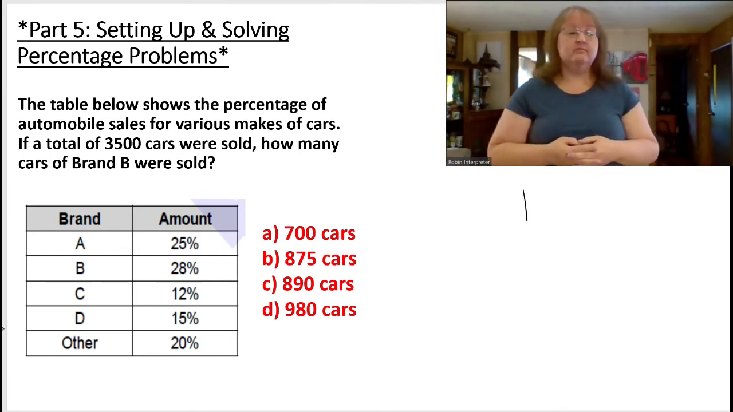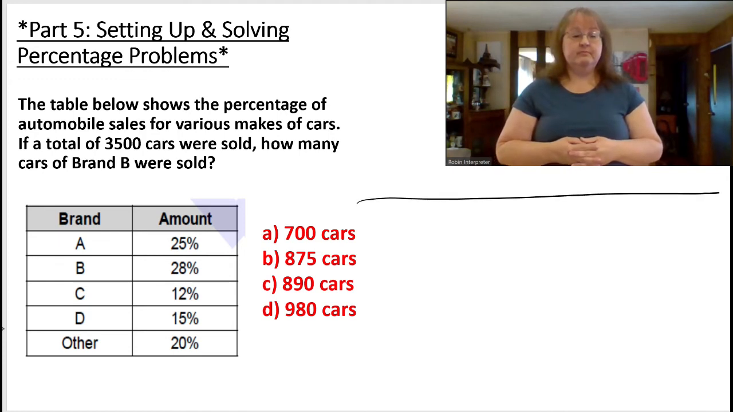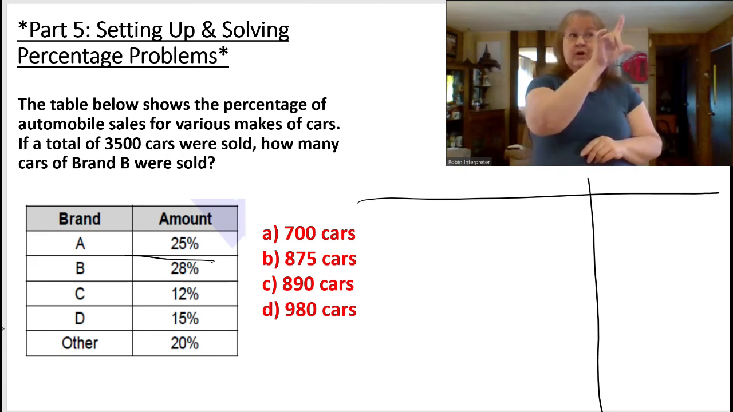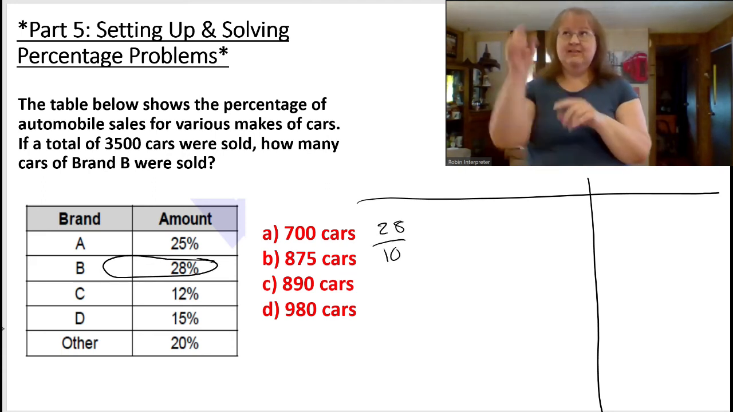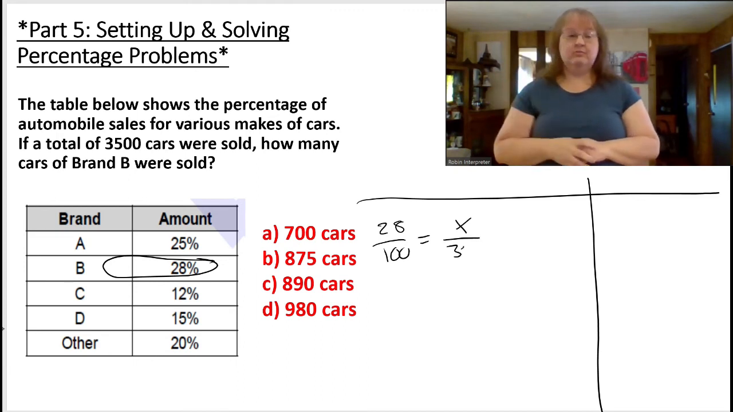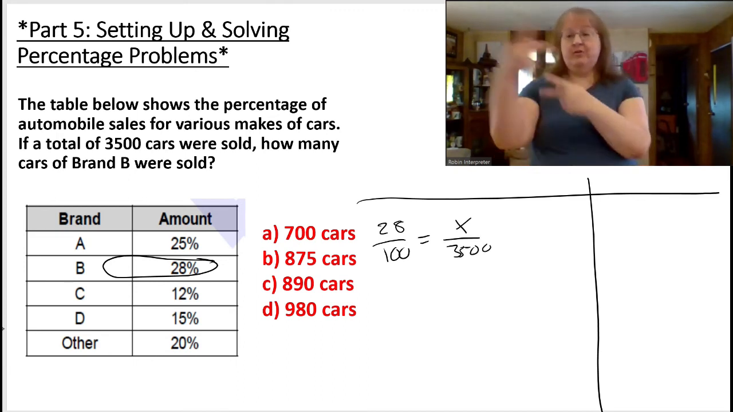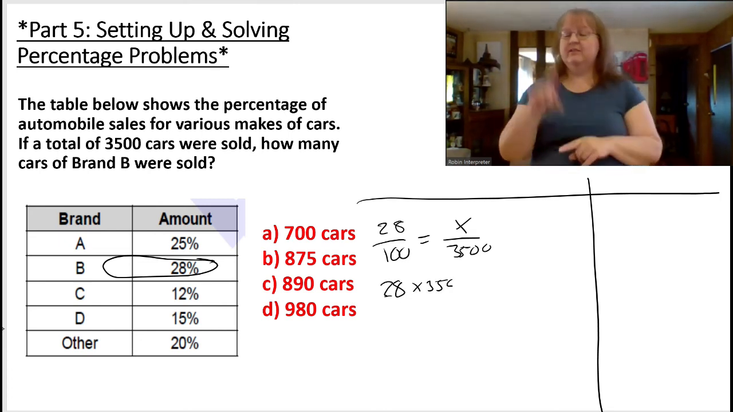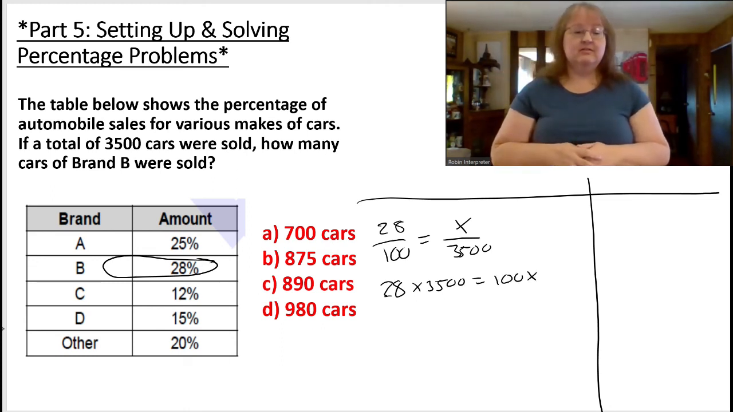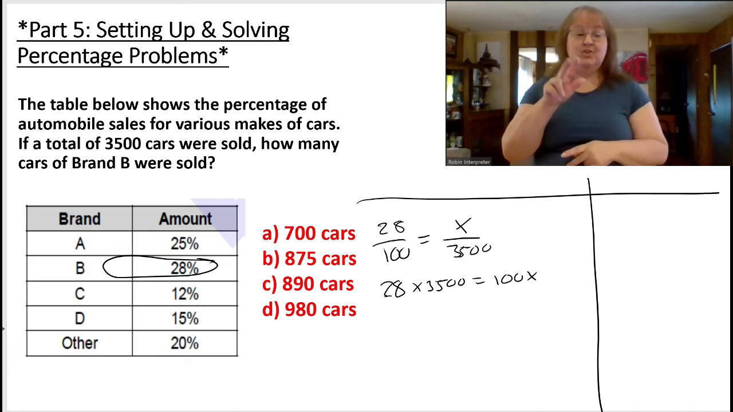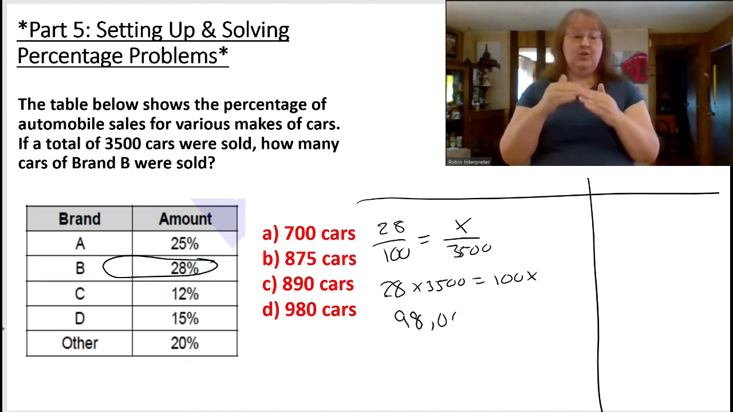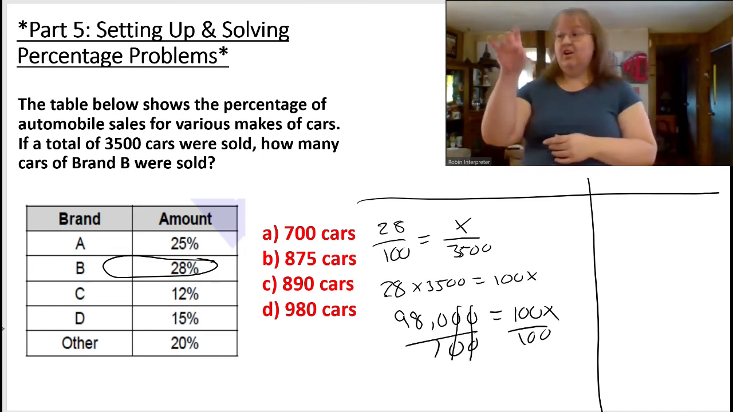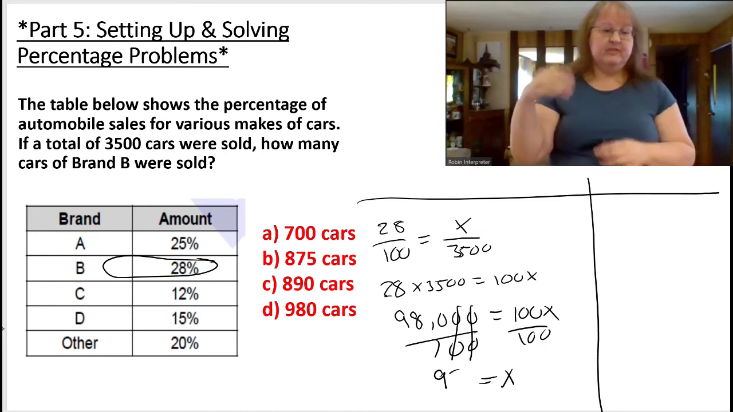All right, so I'm going to show you both ways, just in case. Okay, so I'll make one smaller. All right, so the first way we would say brand B, 28. So 28 out of 100 is the same thing as how many out of 3,500. Okay, then we got to do our butterfly method. So 28 times 3,500 is the same thing as 100x. So 28 times 3,500 equals 98,000 equals 100x, divided by 100, divided by 100. Cancel, cancel. So x equals 980.